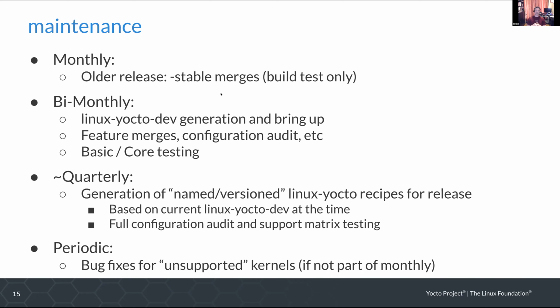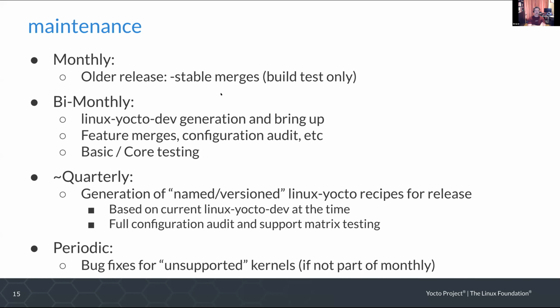About quarterly is when I generate the new named and versioned Linux-Yocto recipes for release. And I tip my hand that I can generate them fairly quickly, because I sent Richard a 5.12 one without much effort to try to narrow down a bug just recently. That's us moving into Linux-Yocto, creating that v-whatever branch, and that's where I do the full configuration audit and support matrix testing. So it's leveraged off of the basic testing, and it's more.